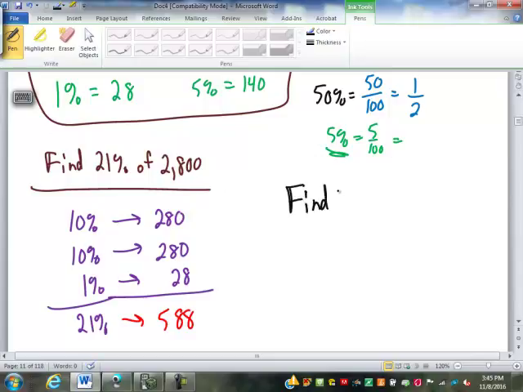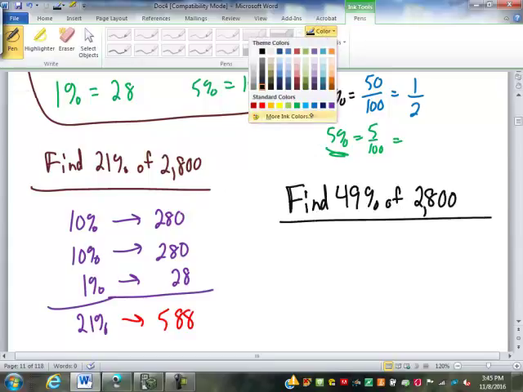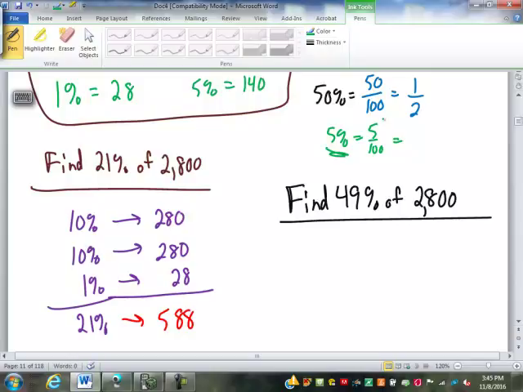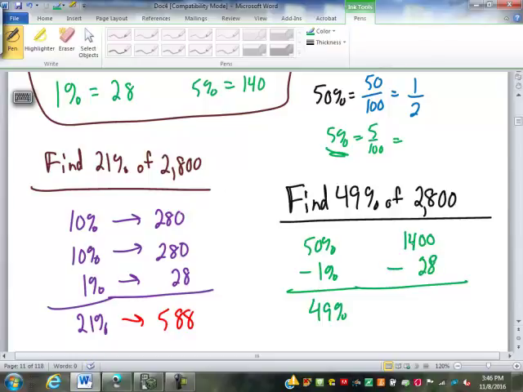Now say we get asked to find 49% of 2,800. I'm going to approach this one just a bit differently. I could look at that as though it's 50% minus 1%. That would give us 49%. Well, 50% of 2,800 is half of it, or 1,400. What's 1% again? 28. So we're subtracting the 28 from the 1,400. Gives us 1,372 is 49%.